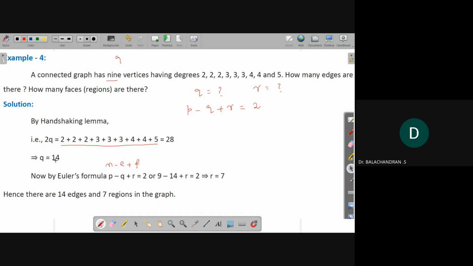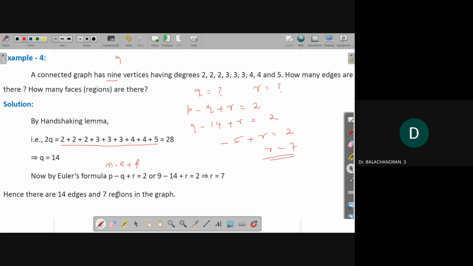From this, you can get Q. Q is 14. So P is 9 and Q is 14. Now you can find the third parameter. So 9 minus 14 plus R equal to 2. So R equal to 7.